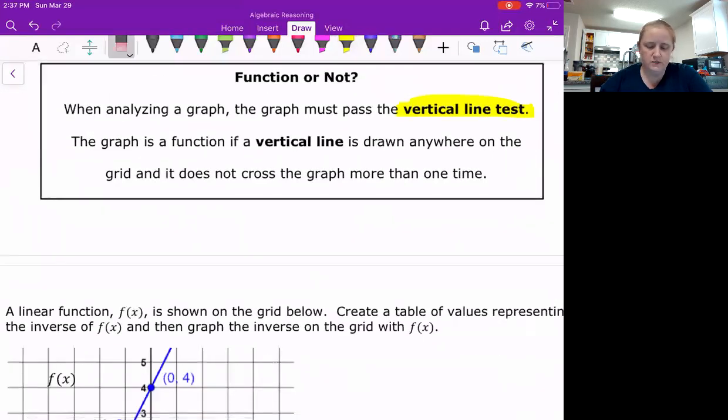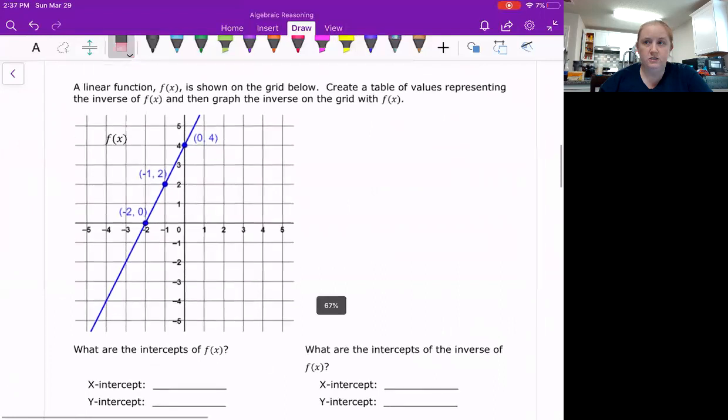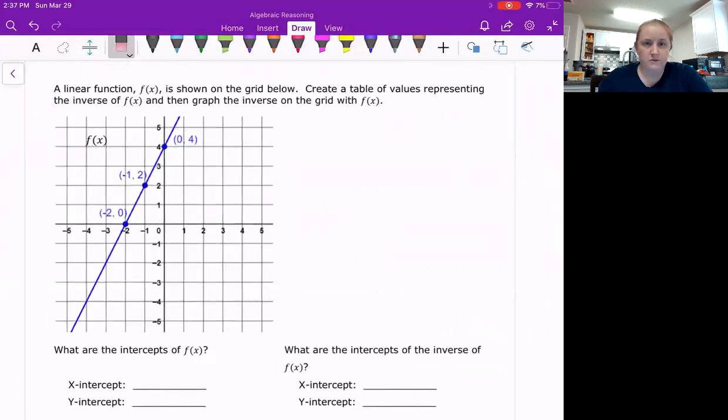Let's try some examples here and see if in fact we have a function or not. We have a linear function here on the grid. Create a table of values representing just the inverse. Then we're going to graph that inverse on that graph and talk about some special things happening. All right, so let's get our inverse. So f of x is on the grid, we need f inverse of x.